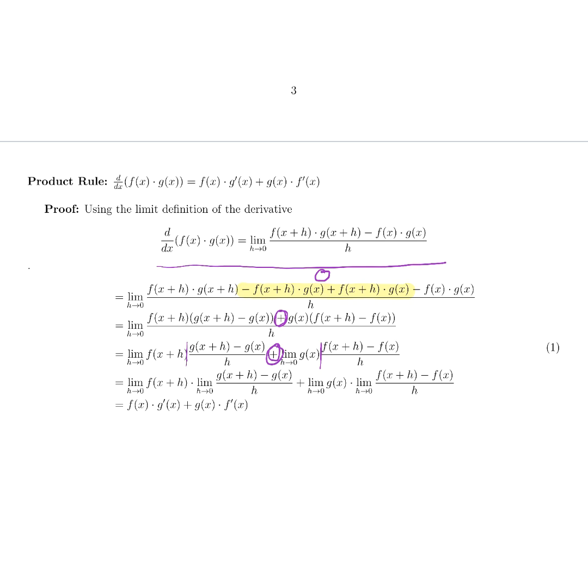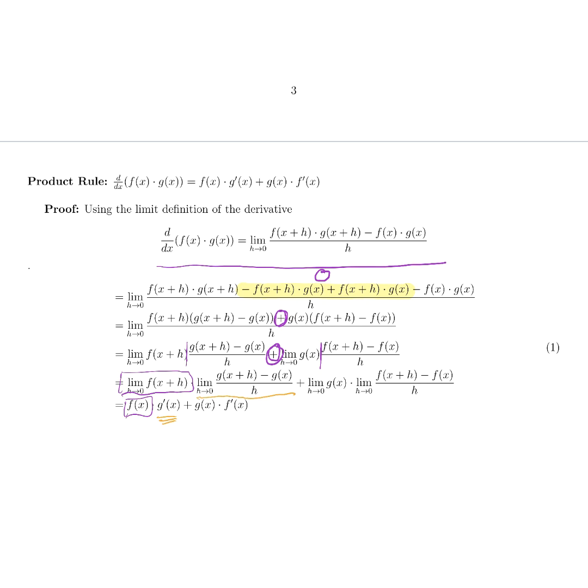And now we can take those limits. As h approaches 0, f of x plus h is going to approach f of x. So this first limit is this limit right here. Then this limit, the limit as h approaches 0 of g of x plus h minus g of x over h, that's just the limit definition of the derivative. So that's that limit right there.